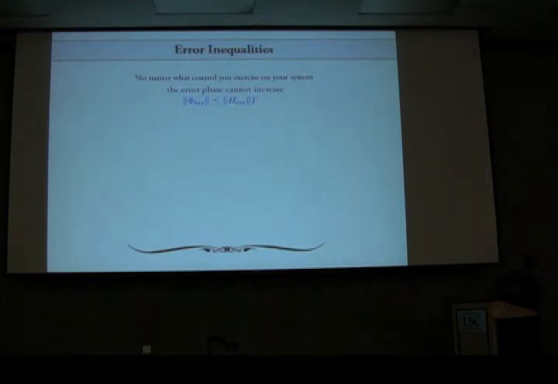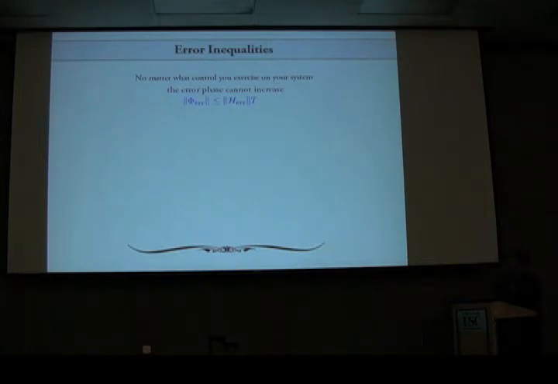Okay. So one of the things that we recently found, which I think is kind of obvious, is that whatever unitaries and controls and things that you apply to your system, you would get an effective error phase. And the norm of this error phase is always going to be smaller than the original bare error Hamiltonian.